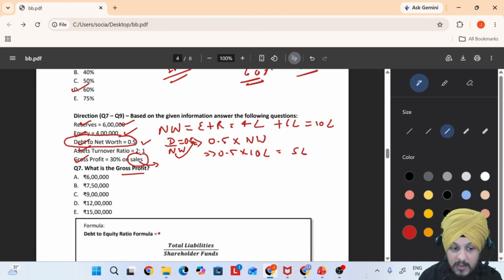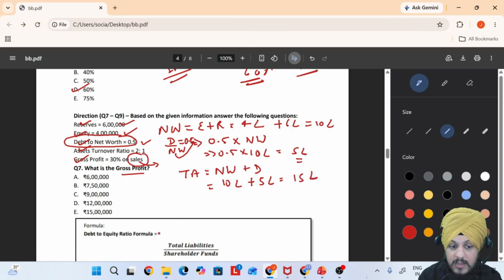Now the next thing is we are going to calculate the total assets. What is going to be the total asset? The formula for total asset is net worth plus debt. So what is the net worth over here? We have already calculated, it is 10 lakh. And what is the debt? Debt is 5 lakh, we have calculated over here. So 10 plus 5 is going to be 15 lakh in this case.